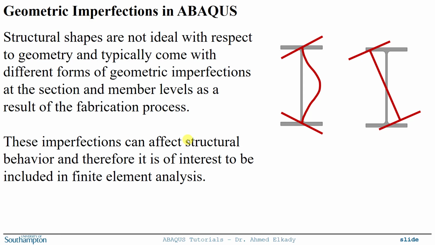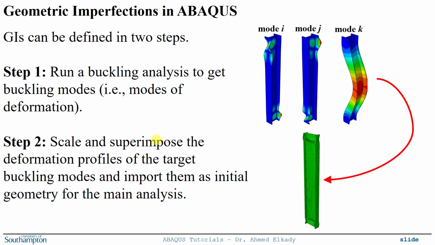So they can trigger global instabilities because of these imperfections, or additional forces and stresses in your member. So that's why it is of interest to include these imperfections in our finite element models. In order to do that in ABAQUS, this is done in two steps pretty much. We are going to go through these steps by doing a quick example right now.